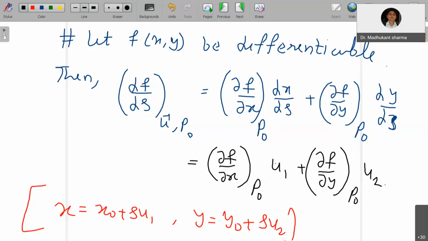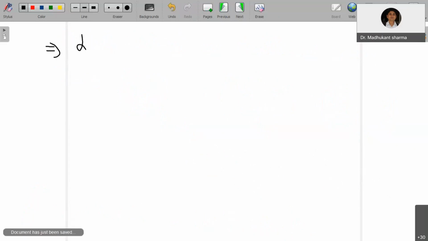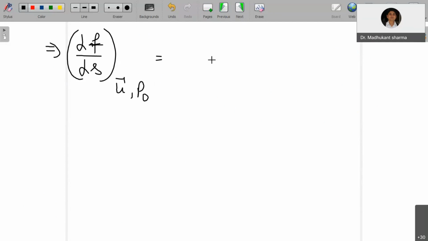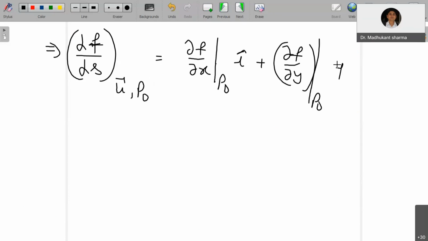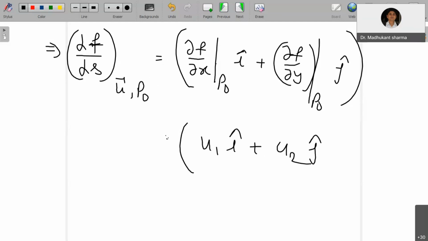Now if you look more carefully, this implies df by ds in the direction of u at P naught is equal to the vector (dou f by dou x at P naught i plus dou f by dou y at P naught j), dot product with (u1 i plus u2 j). Why am I writing it in this way? Because it will help you to generalize this definition to 3 variables, 4 variables, and so on.